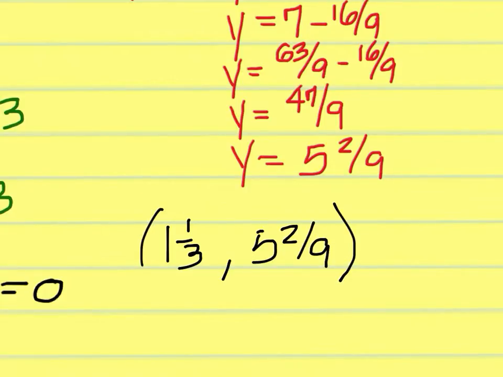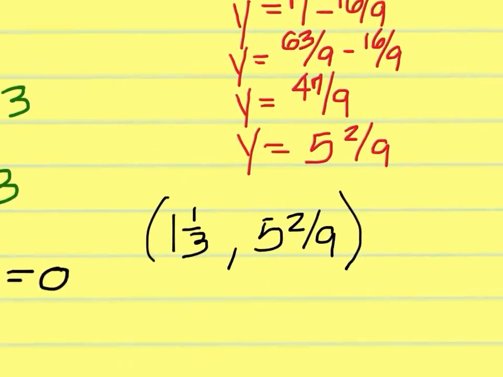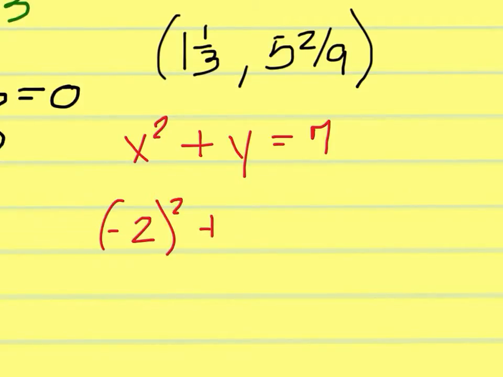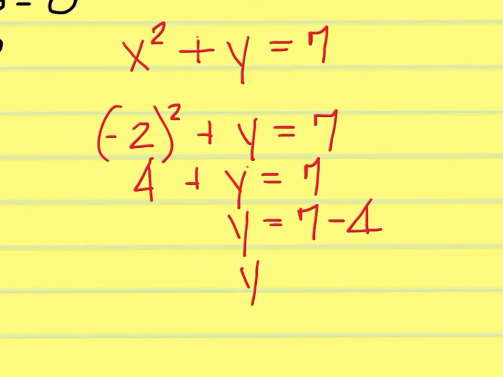But we still have that negative 2 to put in. And remember, the equation is x squared plus y equals 7, and we're plugging in a negative 2 for x. And then solving. So if you square negative 2, you get 4, and move it to the right side, subtract, you will come out with a 3. So we put in a negative 2 and came back with a 3.